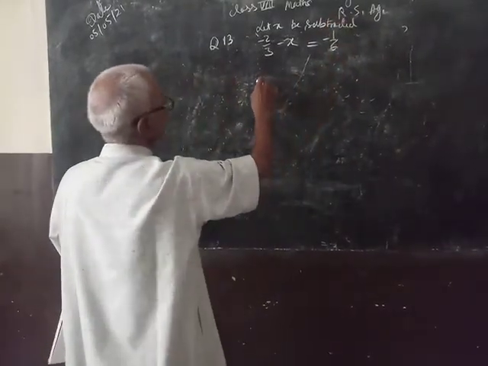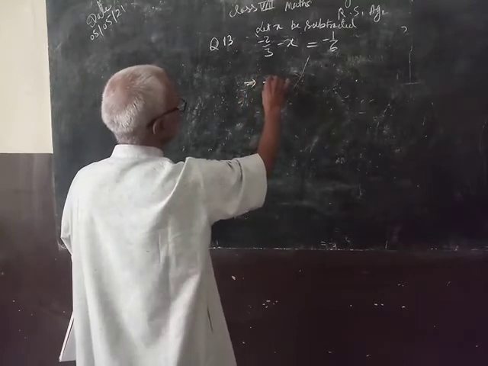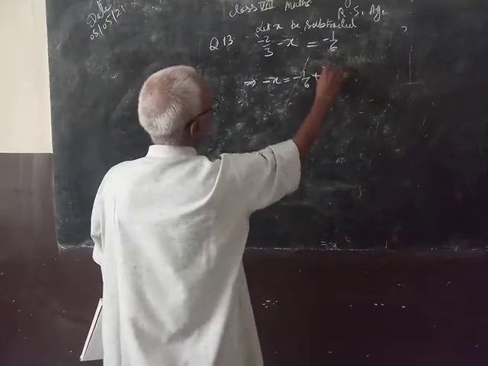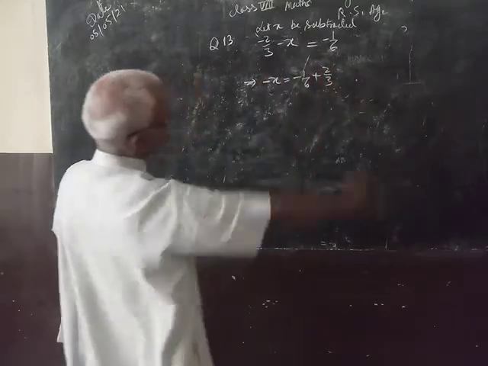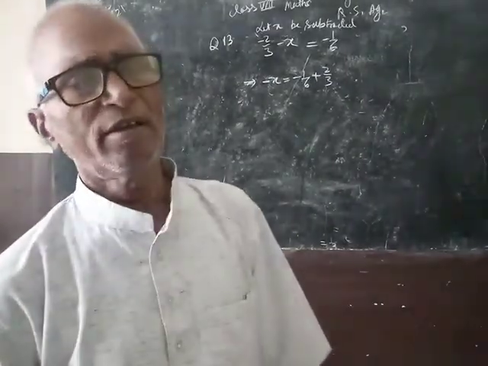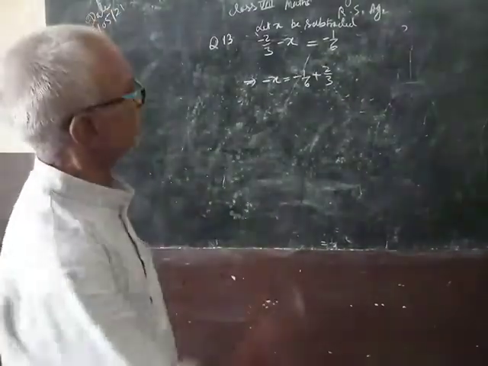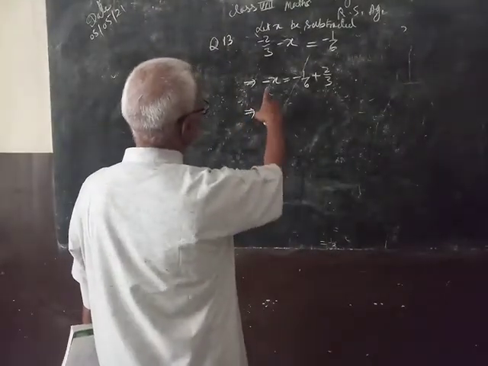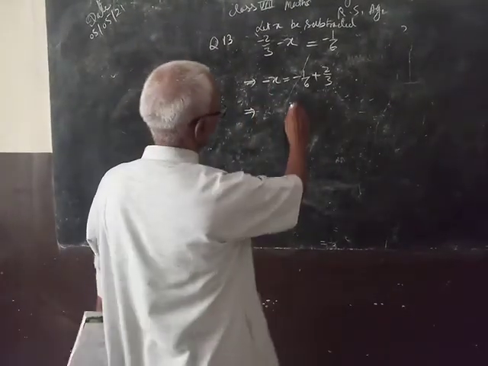Subtract. Therefore, minus x becomes minus 1 by 6 plus 2 by 3. It will change its sign. Minus 2 by 3 will change its sign when it is taken to the right hand side. Simplify it, and remember here is minus.